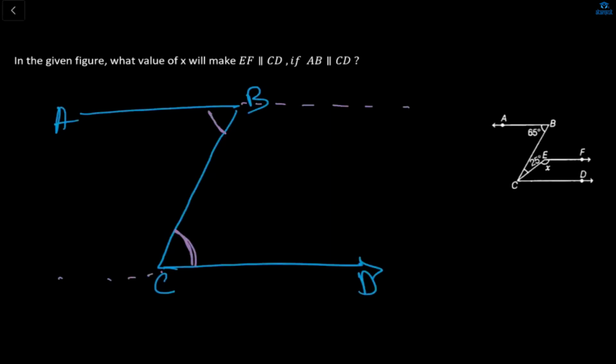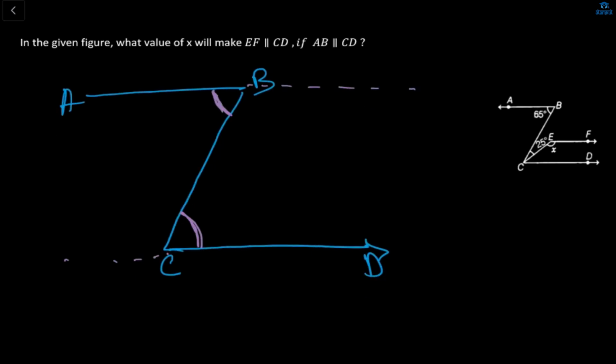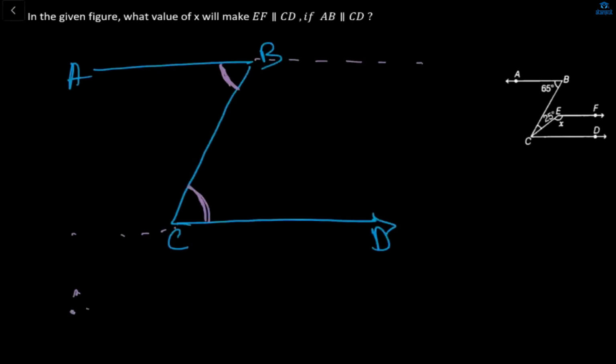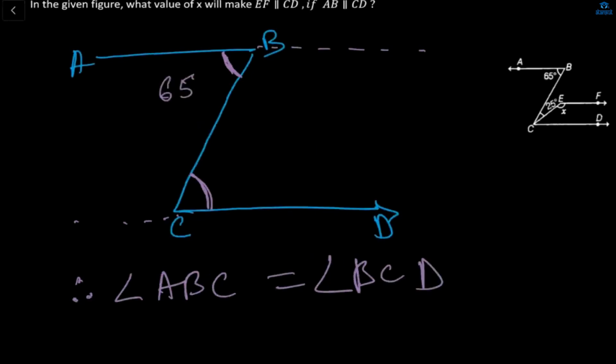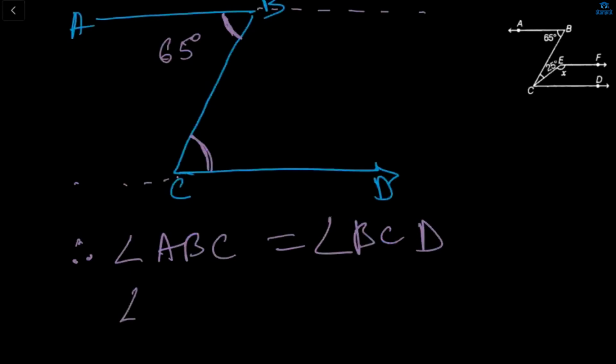BC is the transversal. Yes or no? Yes, ma'am. So this angle is equal to this angle because this is a transversal and the lines are parallel. Therefore, angle ABC will be equal to angle BCD. So this is your 65 degree. Therefore angle BCD will be equal to 65 degree.